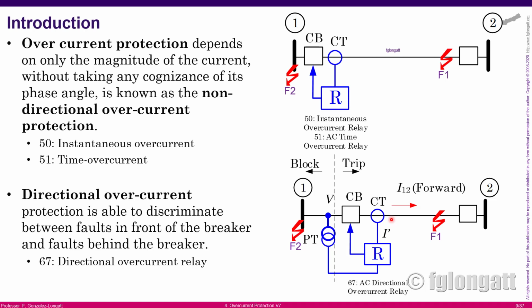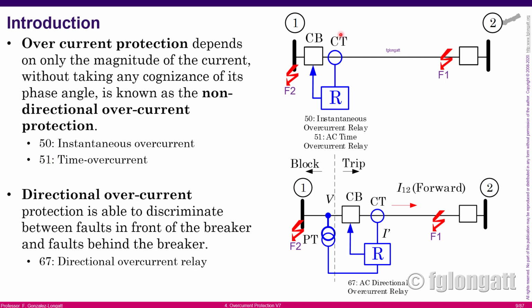Now going to the overcurrent protection. Typically, the overcurrent protection depends on the magnitude. You must remember that we use the ANSI standard to define codes that identify the protection functionalities. Typically for overcurrent protection, the non-directional overcurrent protection is basically the ANSI 50, that is the instantaneous overcurrent, and the ANSI 51, that is the time overcurrent.